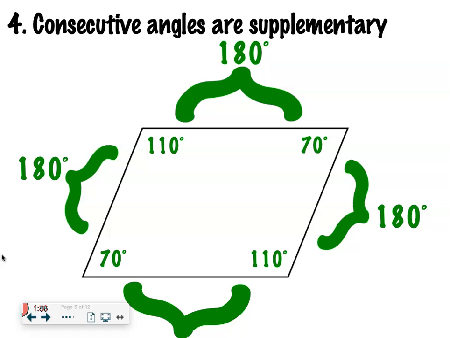Consecutive angles are supplementary. Consecutive just means the ones next to each other. So like these guys, add to 180. These two next to each other, add to 180. These guys, 180. So now you have to apply all these rules to these problems. They're very basic and kind of like intuitive. Angles next to each other, add to 180. That's all this one means. We knew that.